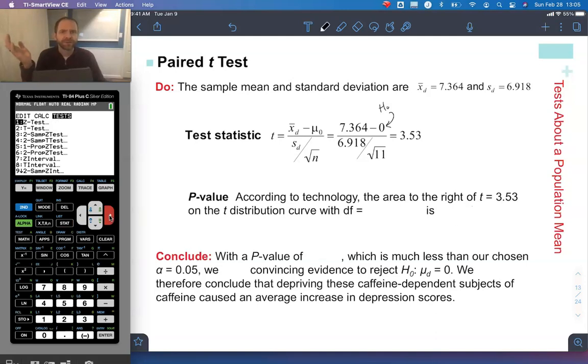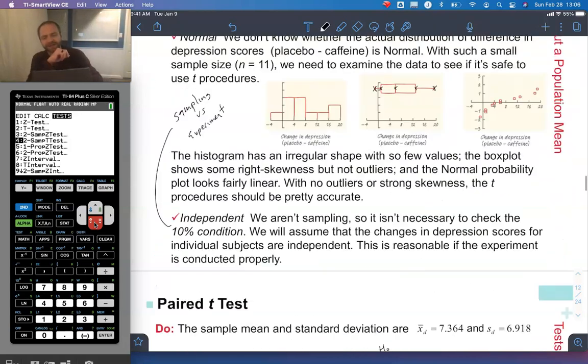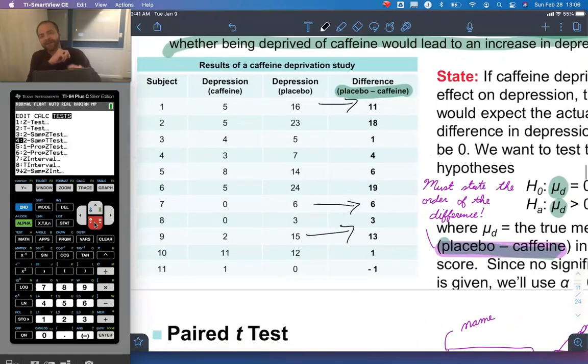Well, which one do I use? I'm not dealing with a 2-sample z-test. Am I dealing with a 2-sample t-test? Is that what this one is? No. You might be tempted to choose that, but you have to go back and realize that if we looked at our sample, we only had 11 people. It was one group. We performed 2 things on there.